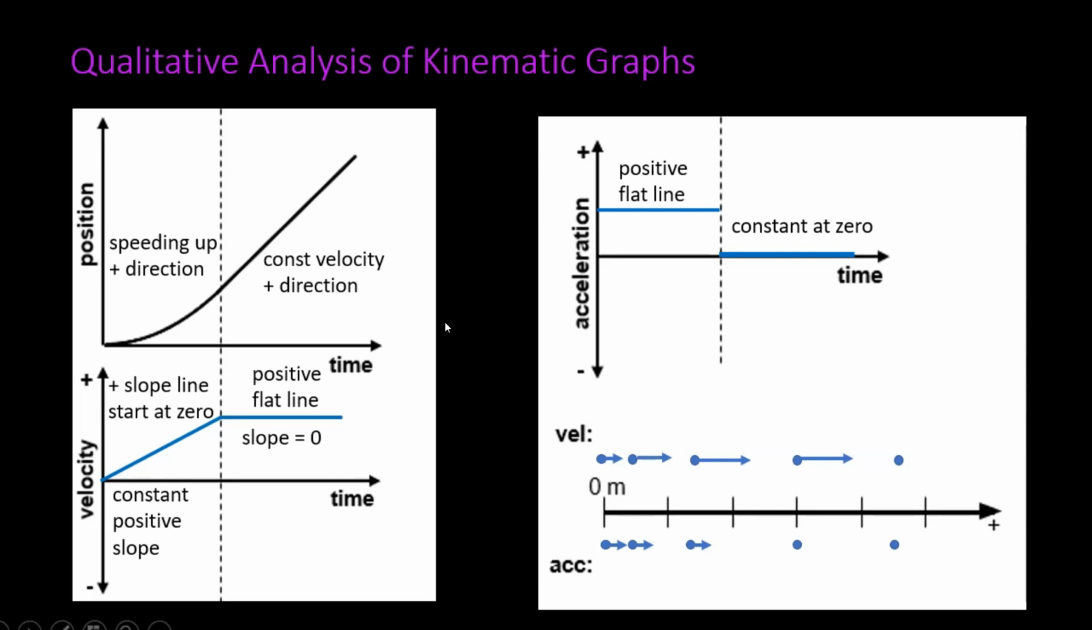This is the process you use to start with one representation of motion and create the other 3 representations of motion. Following this process, you could be given the motion map and work your way through the position time graph, the velocity time graph, and the acceleration time graph.